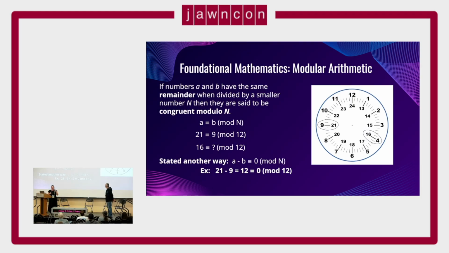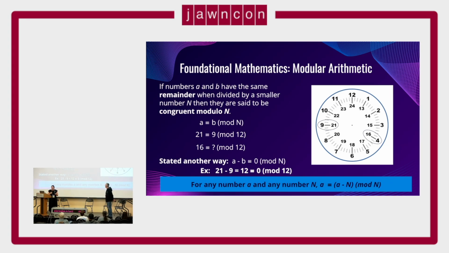Stated another way, if you take two numbers that have the same remainder and you subtract them, you should get 0. So 21 minus 9 is equivalent to 0 mod 12, because they both have the same remainder, and when you subtract them, there's nothing left. So that's pretty nice.